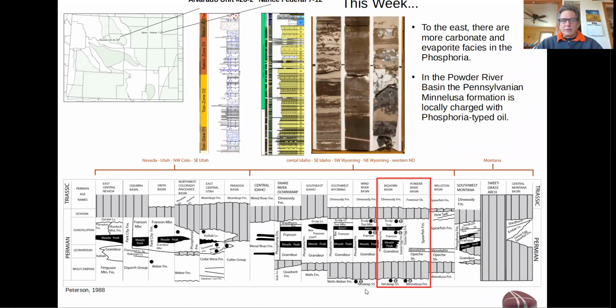This week, we're going to move to the far east. And by far east, we're talking about the Bighorn Basin, and even in the Powder River Basin, we do see Phosphoria equivalent rocks in both of these basins. And we'll be looking at a core in the Bighorn Basin.